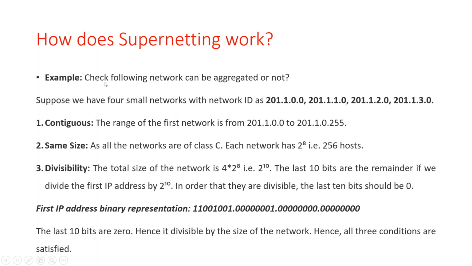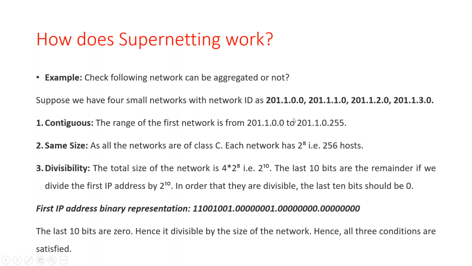In supernetting, first we require that our given networks are contiguous or not. Here the networks are contiguous: 0.0, then 1.0, 2.0, 3.0 and so on. Then check same size. All these networks are the same size, 2 raised to the power 8. Then divisibility. Here we have 4 networks. If we multiply this 4 by 2 raised to 8, we get 2 raised to the power 10. So the last 10 bits are the remainder if we divide the first IP address by 2 raised to 10.